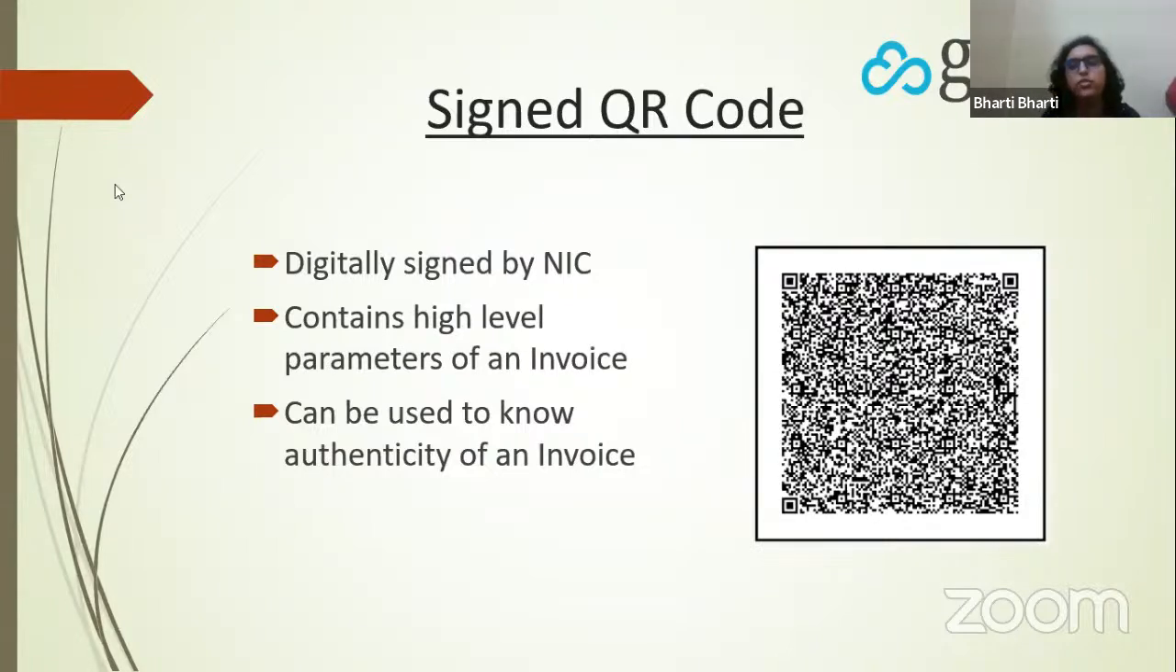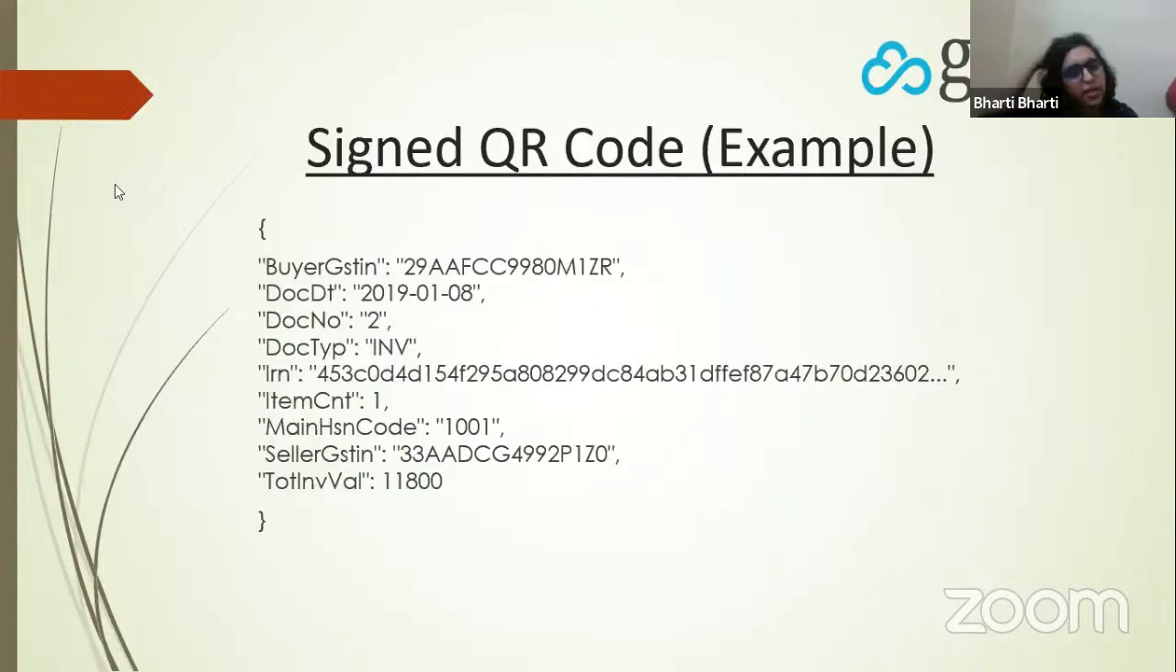The information that you get by scanning this QR code is in the form of these details: the buyer GST number, document date, number, document type, IRN, item count, main HSN, seller GSTIN, and total invoice value. It will give you the important details, but all of the details cannot be gleaned from scanning the QR code. It will just give you the main details, and it will verify whether the e-invoice is genuine.